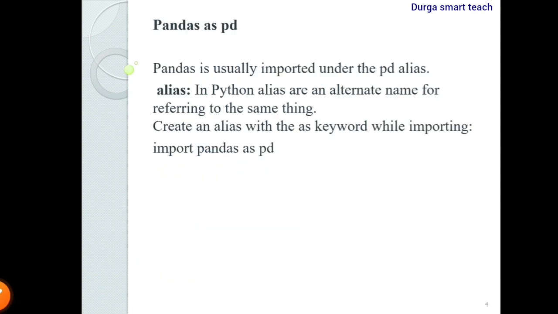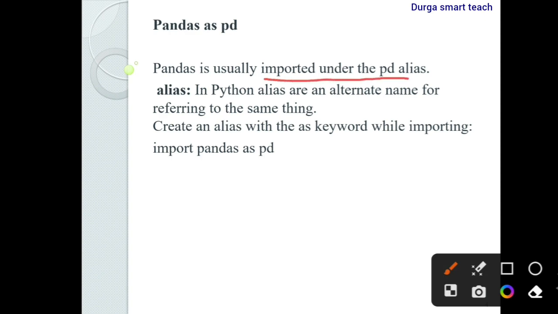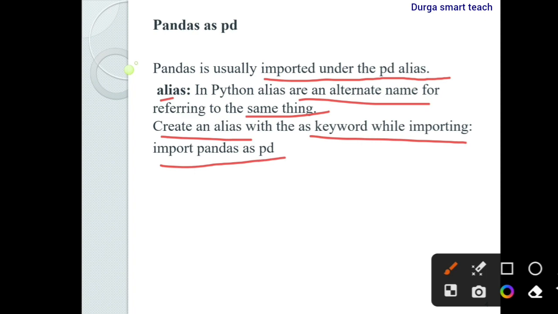Import pandas as pd. Most programmers rename pandas as pd. Pandas is usually imported under the pd alias. In Python, aliases are alternative names for referring to the same thing. So you can name it pandas or pd. Create an alias with the as keyword while importing. So I am importing pandas and renaming it as pd.